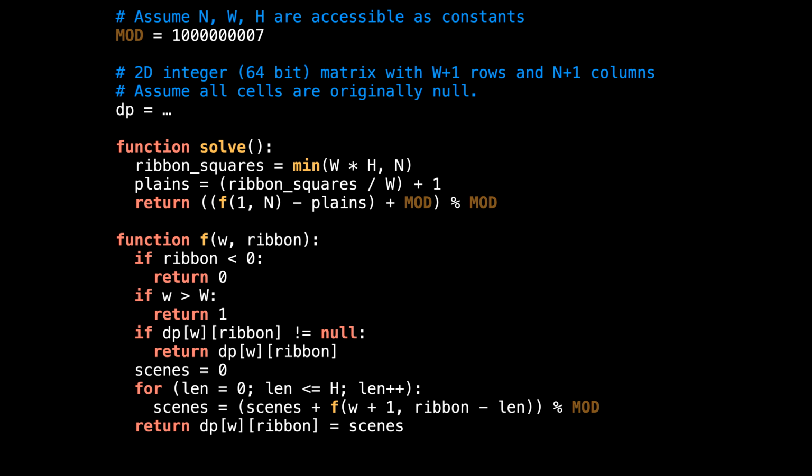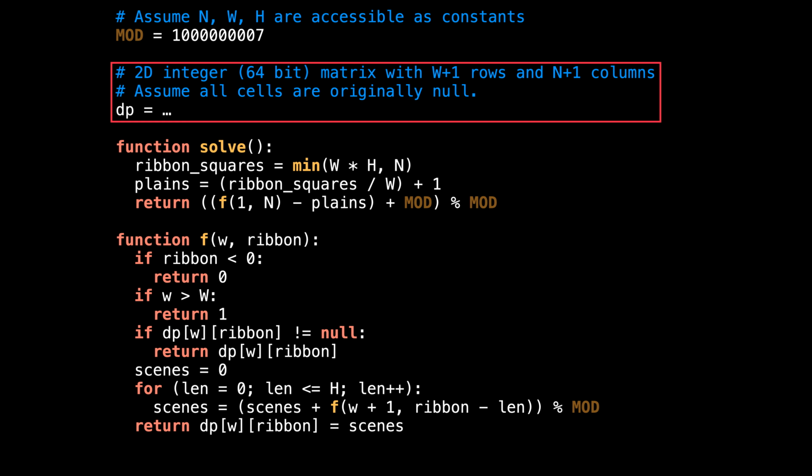Awesome. Now that we know all the pieces of the puzzle, let's have a look at some pseudocode. To begin with, assume that n, the amount of ribbon, w, the width of the frame, and h, the height of the frame, are all accessible globally as constants. First, we have the mod value, which is 1,000,000,007. After that, I initialize a 2D integer table with w plus 1 rows and n plus 1 columns. Assume that all cells are originally null so that we can easily identify the absence of a value.